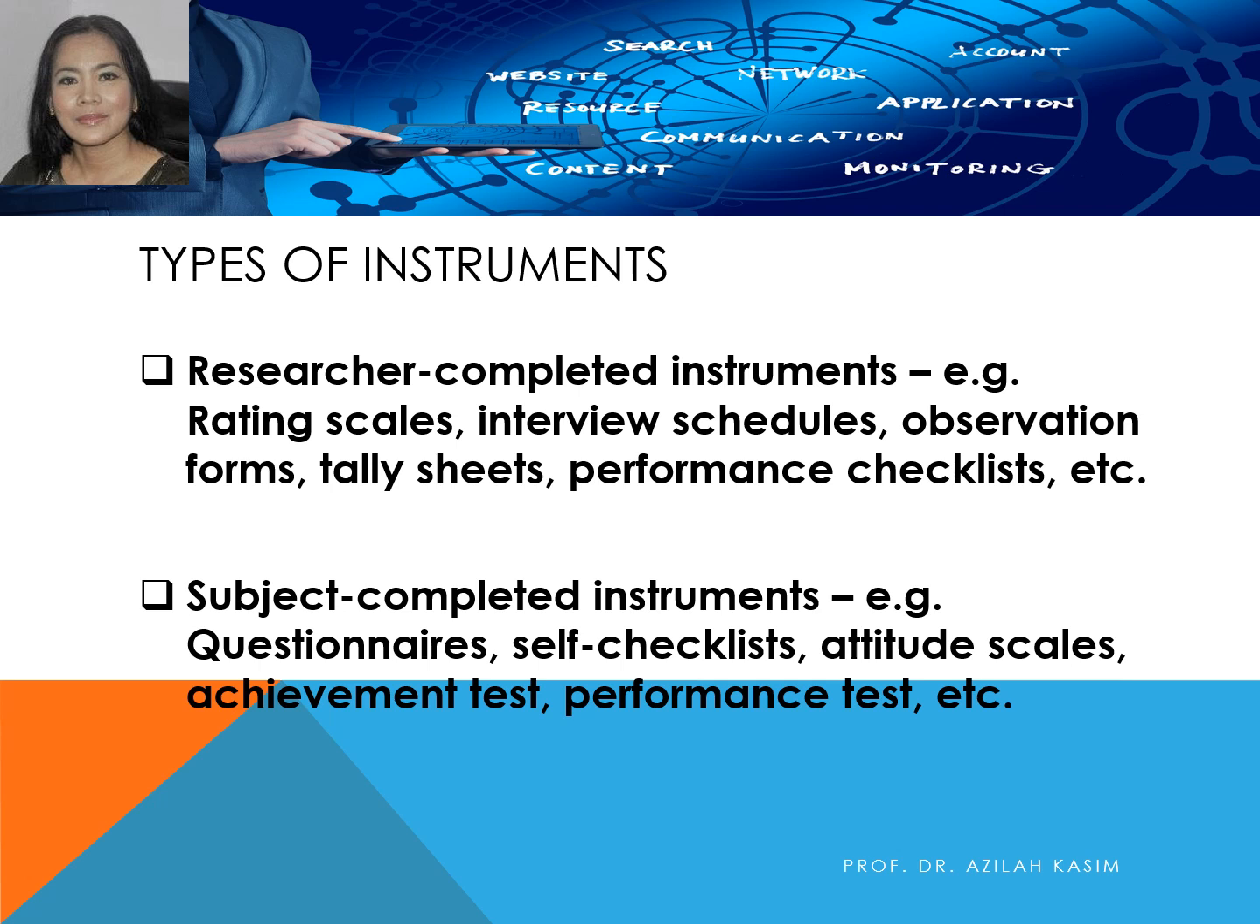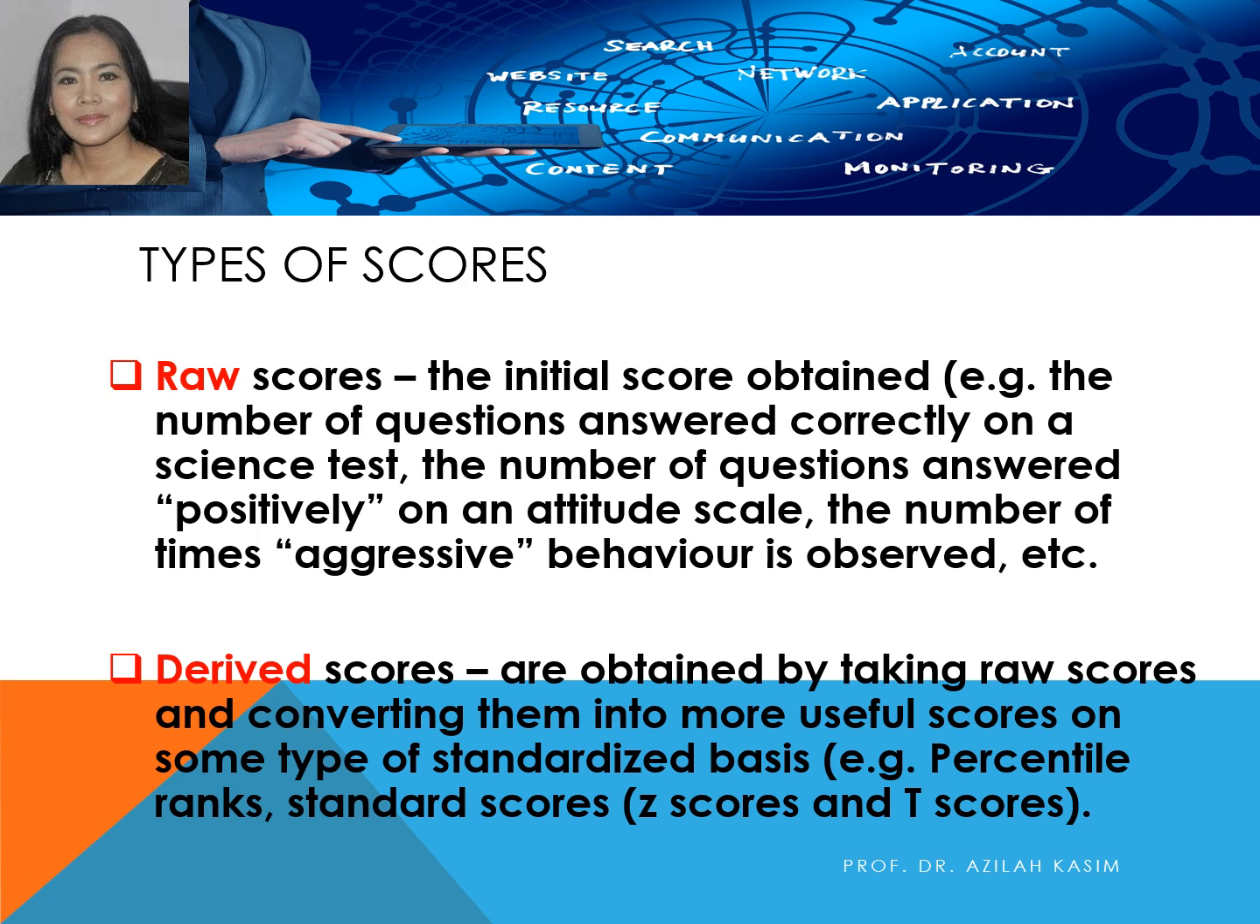So questionnaires, self-checklist, attitude scales, achievement test, performance test. These are all kinds of instruments that we usually use in order to have a subject complete an exercise, meaning we use an instrument that can only be completed by our respondent. In terms of scores, it means the number that we get in the end, the data and the findings that we will generate after we analyze the data.